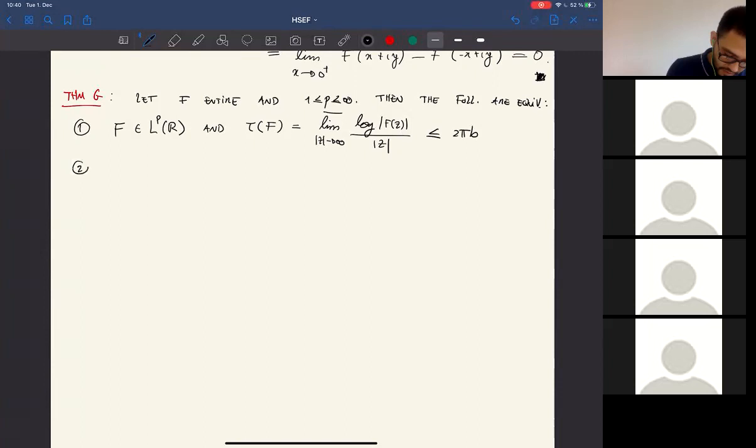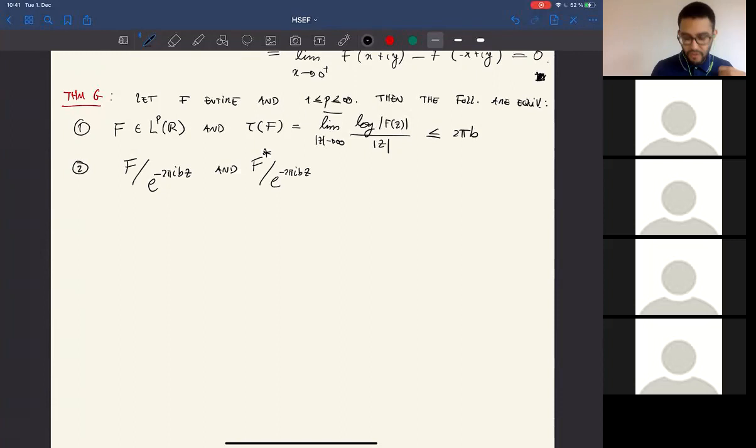for some b positive. Two, f over e to the minus 2 pi i b z, and f star over e to the minus 2 pi i b z. And again, f star is when you conjugate the variable and then you conjugate the function, so you get another entire function. These two guys belong to the Hardy space.